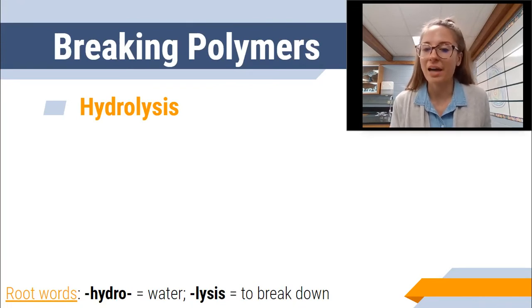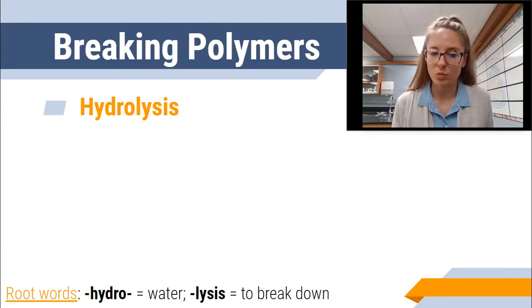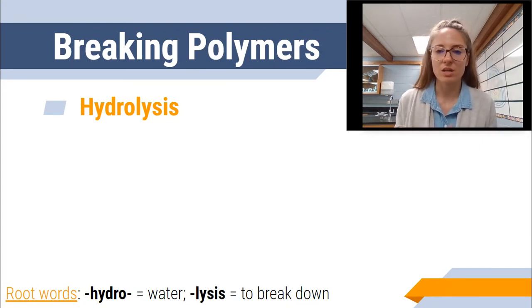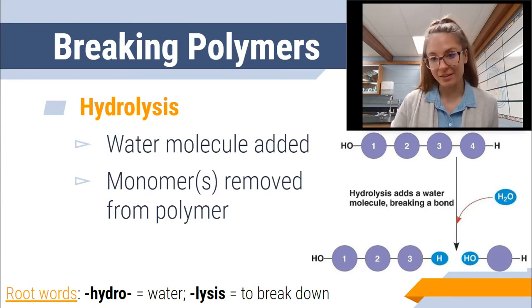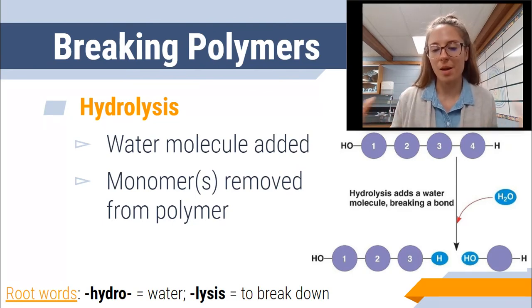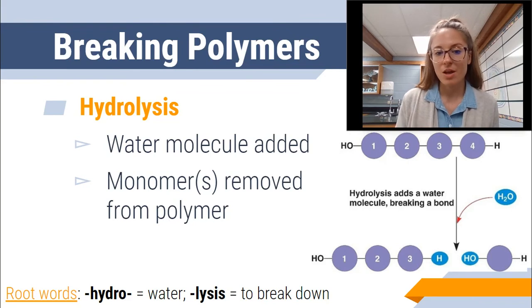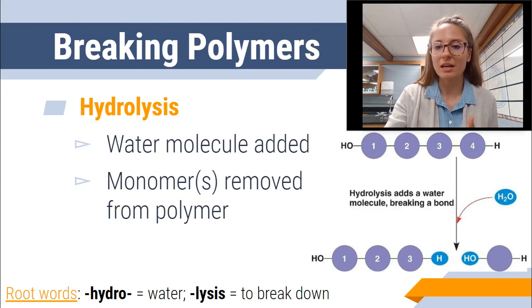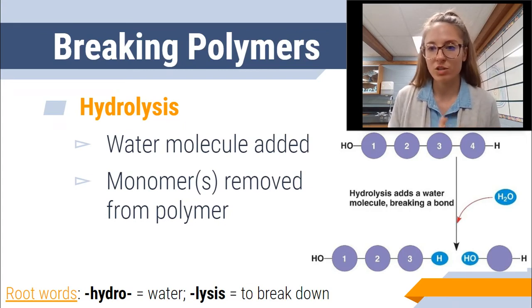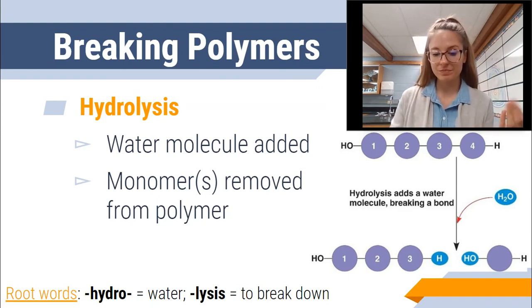The process is called hydrolysis. Hydro means water, and lysis means to break down. So hydrolysis is using water to break something down. So hydrolysis involves water molecules being added. And then when those water molecules are added, it is going to break the polymer apart into its monomers. So I'm going to flip back and forth between this slide and the last slide so you can see that the diagrams for dehydration reaction and hydrolysis are literally the same, but flipped, okay?